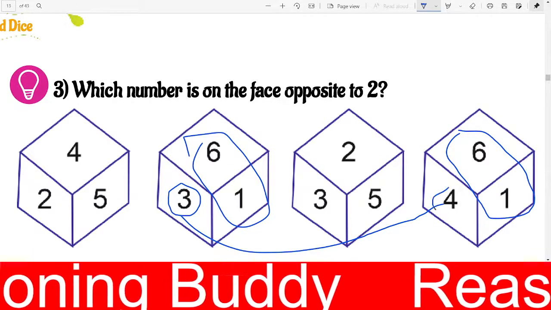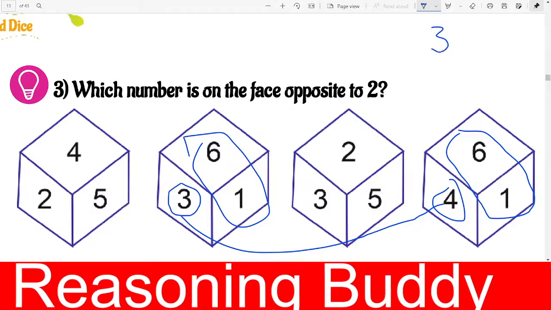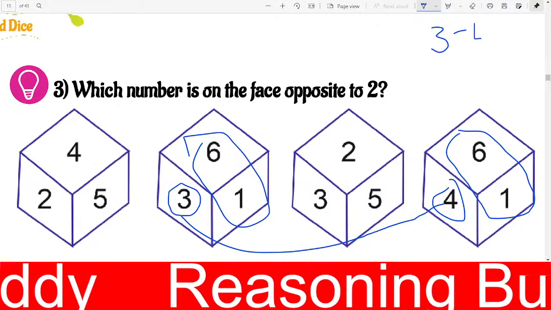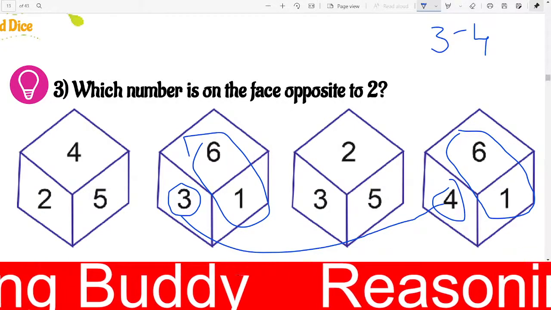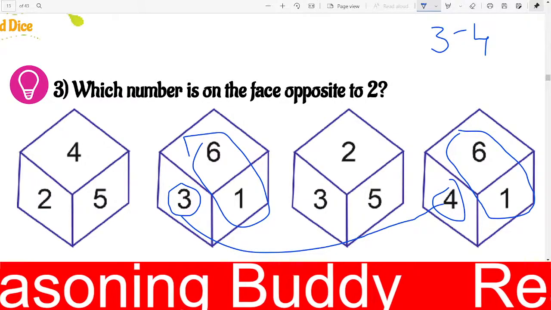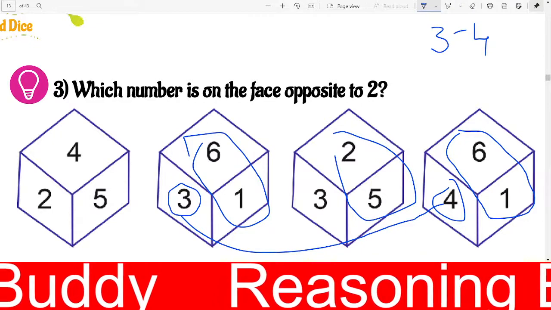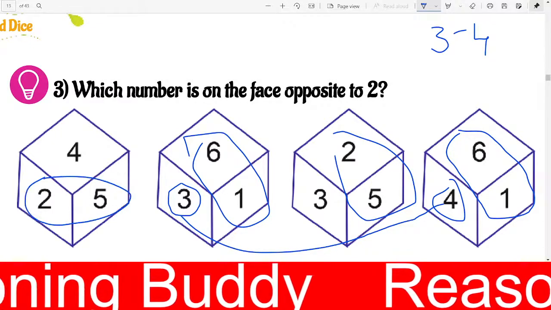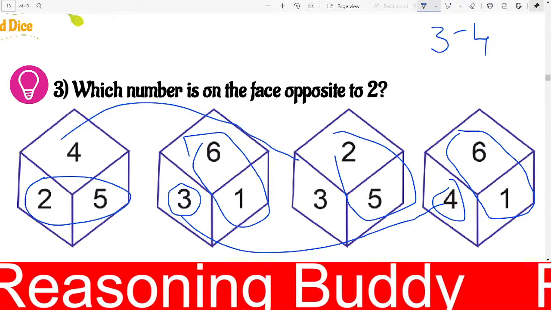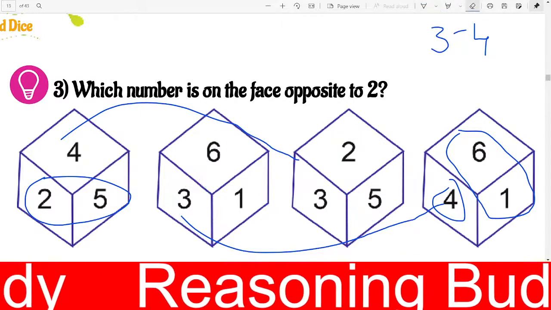So 3 and 4 are opposite. We can get that from these 2 dice. So next, or else, here you can see 2 and 5 are common. Here also 2, 5 are common, and 4 and 3 are again opposite sides. So we can know that very easily from any dice.